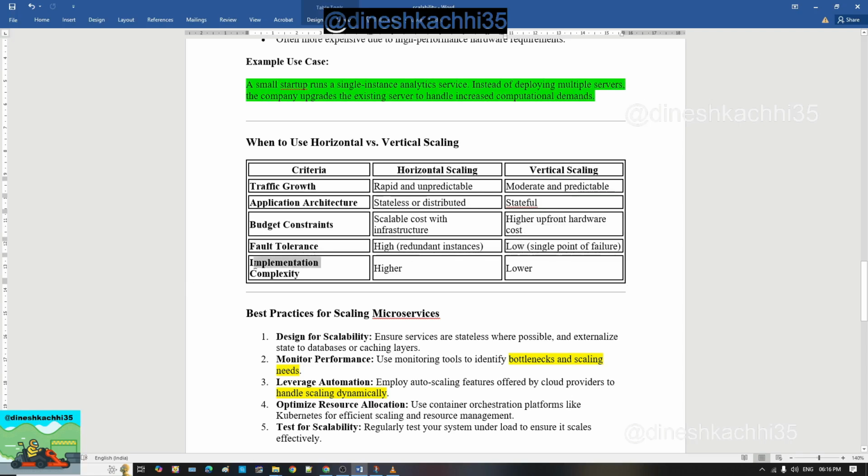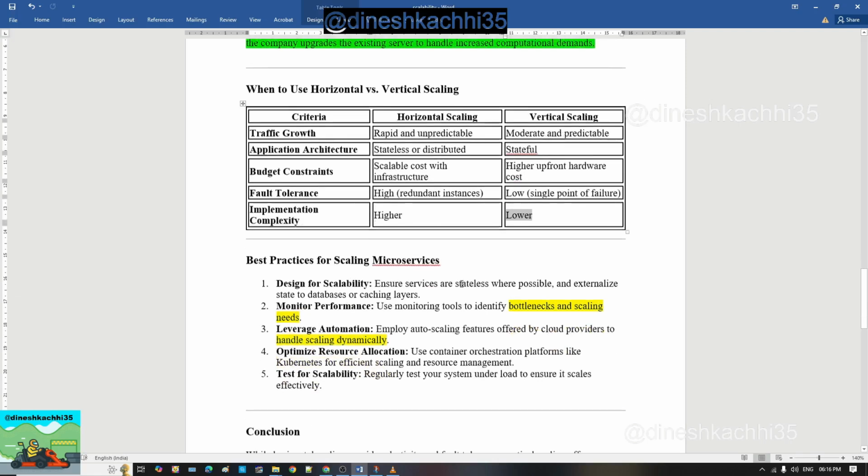The last one is implementation complexity. In the horizontal case, the implementation complexity is very high because there are so many servers running in parallel, so tracing is also very problematic. So it's higher there, and in the vertical case it's lower.